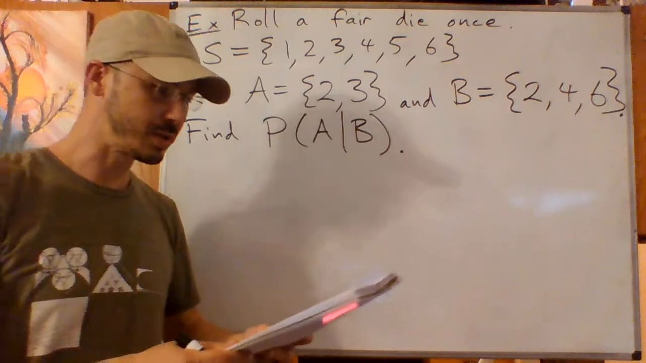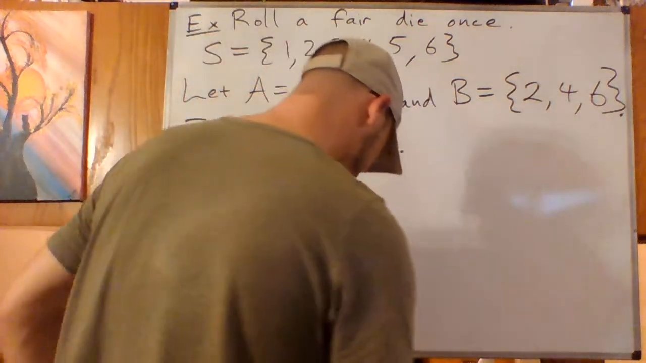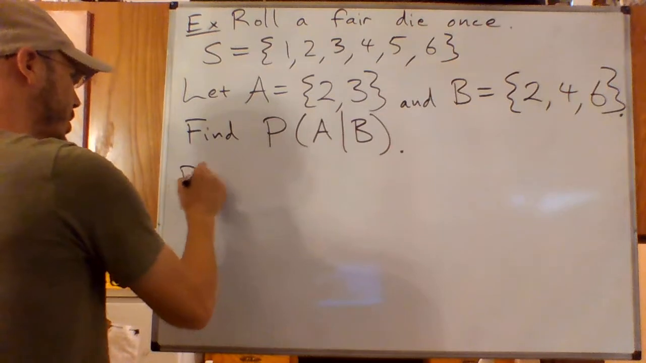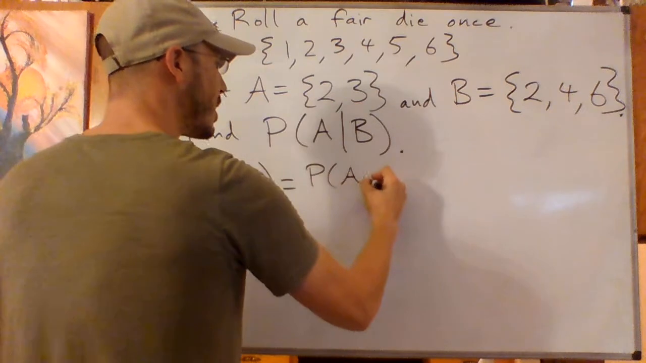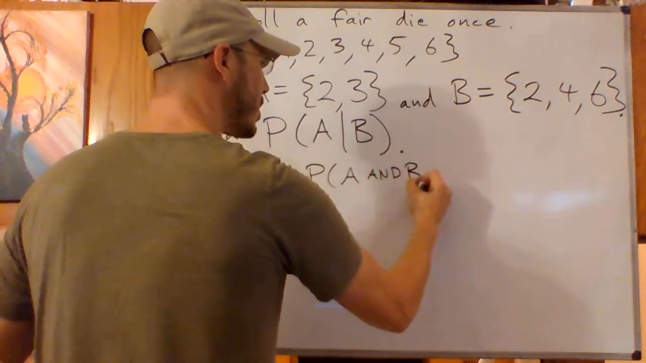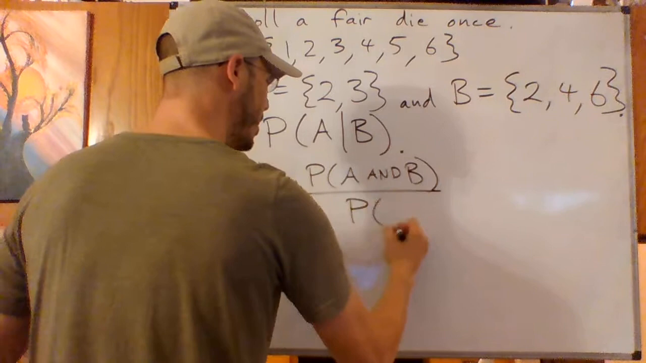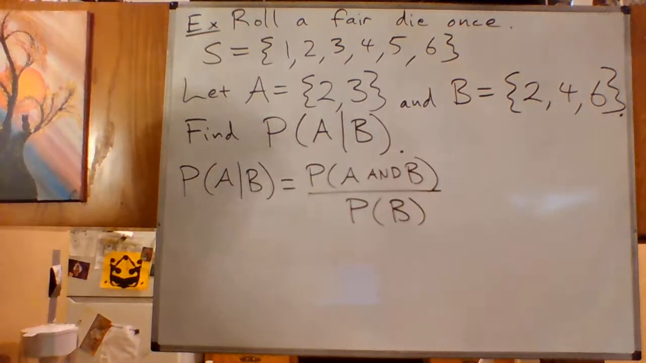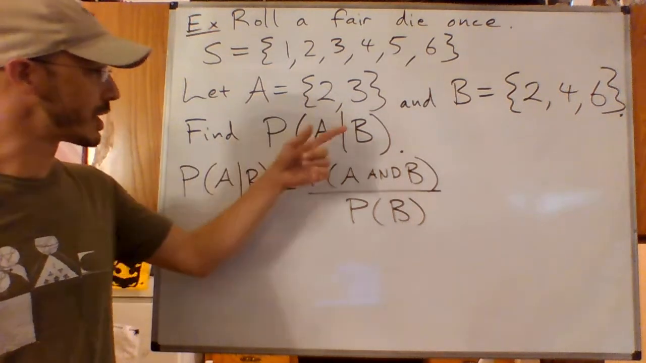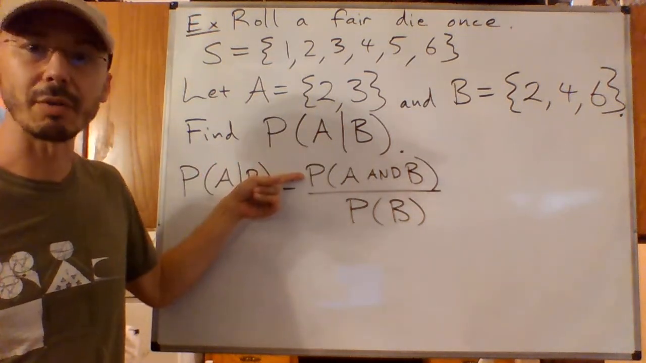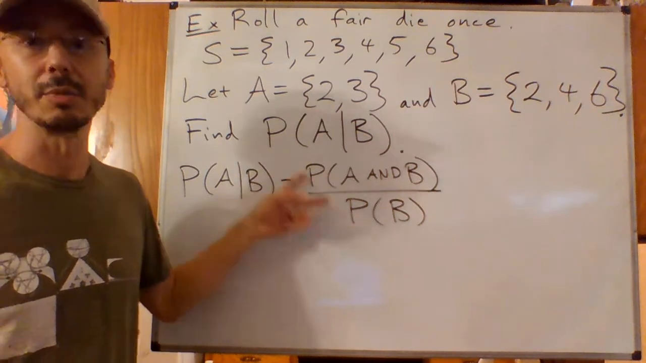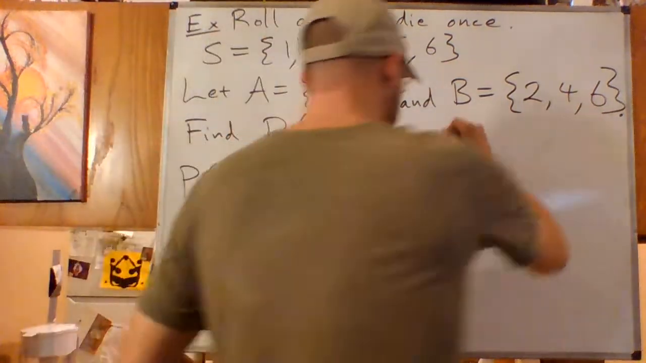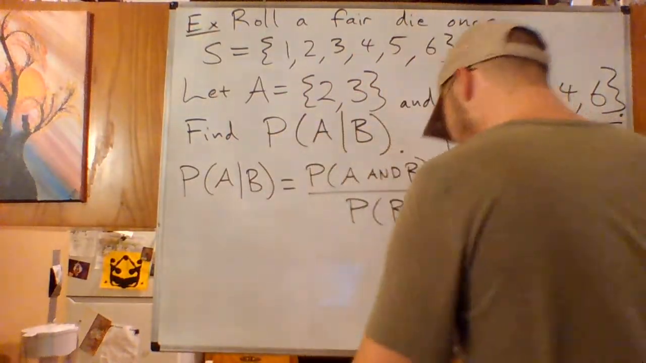So to do that, I'm going to use the formula. The probability of A given B is equal to the probability of A and B divided by the probability of the condition B. Okay. So in order to find this probability of A given B, I can find the probability of A and B, and then the probability of B. Put them together and have a result for this. I think I can do that off to the side here.